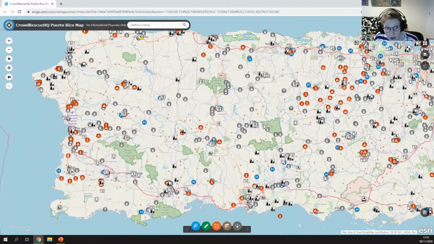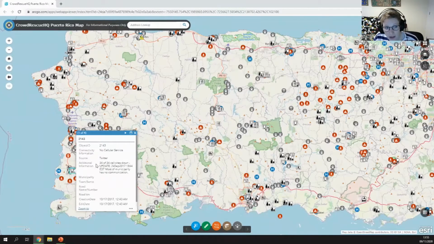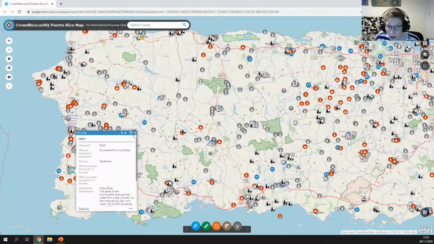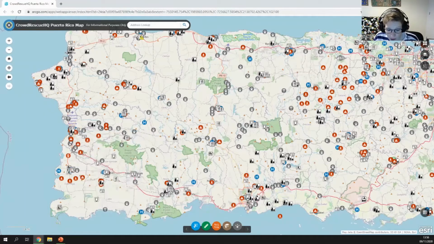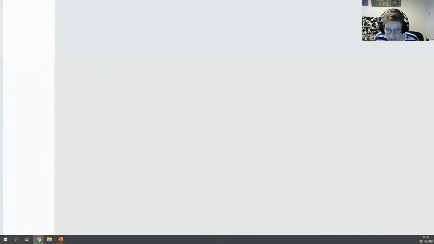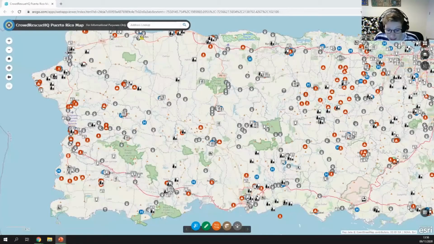And then when they've addressed these issues, you can see these little white icons. So here they've put drinkable running water in, they've put that onto Facebook so that people are aware of it, and they're also reporting it here on this dashboard so that people can find it for themselves and go and access it if they need to do that for themselves. So that's a use of GIS as a way to help people when they're in need after a disaster has taken place.